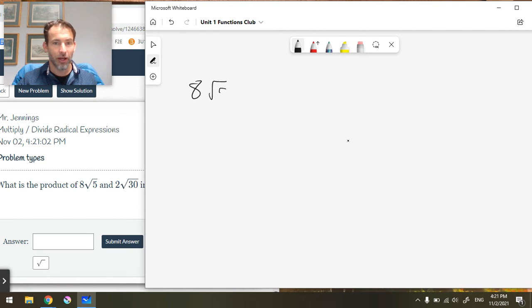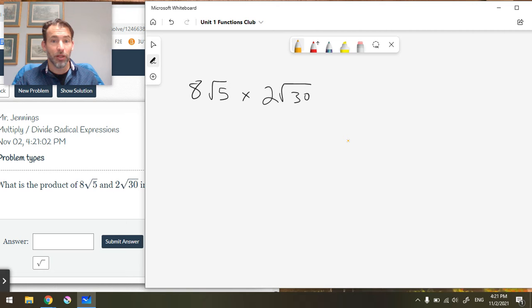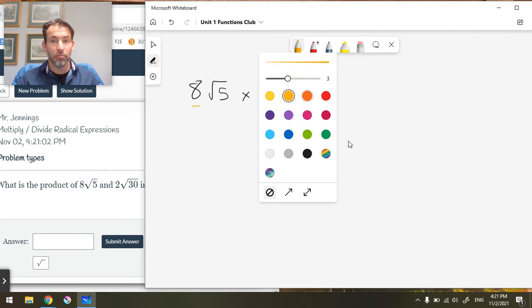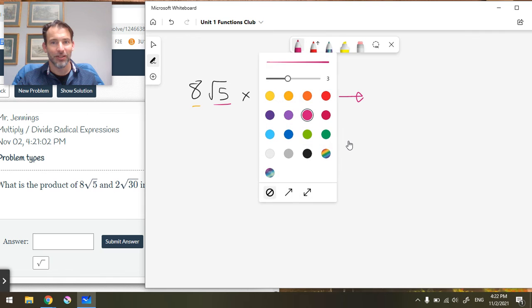8 root 5 multiplied by 2 root 30. Two ways to go with this question. One is just go straight for my rules right away, which is I'm going to multiply coefficient times coefficient, and I'm going to multiply radical times radical. Just do that right away. The other option is to simplify this one first, and then I think they'll have a common base, and it'll be a little nicer.